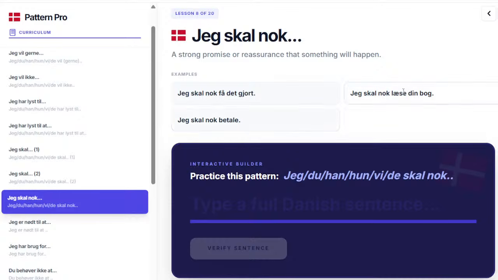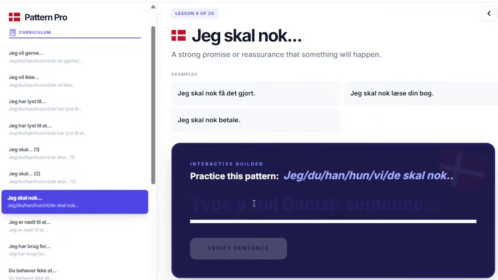I'll do it. Jeg skal nok læse din bog. Oh, you wrote a book, that's cool. Like, I'll read it for sure. Right? Så jeg skal nok is what you say when you want to, maybe not like an ironclad promise, like the biggest unbreakable promise ever, but it is something that is reassuring.